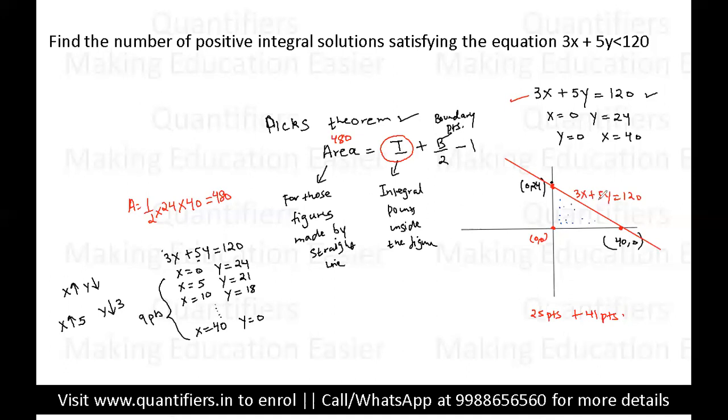So students, now if we talk about this line 3x plus 5y is equal to 120, from this point till this point, there are 9 integral points. So plus 9 आ जाएगा यहाँ पर.